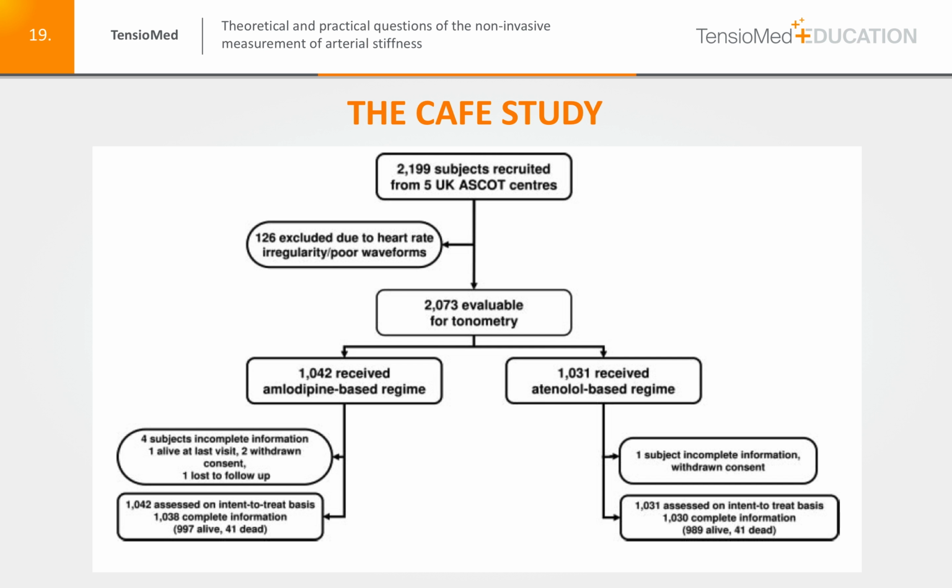Another very important reason why we have to measure the central systolic blood pressure is that by measuring the central blood pressure, we can differentiate the effects of different drugs on the central hemodynamics. In the CAFE study, which is the sub-study of the ASCOT trial, two regimens were administered. One was based on beta blockers with atenolol, and the other was based on the calcium channel blocker amlodipine.